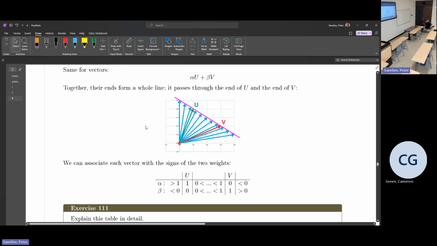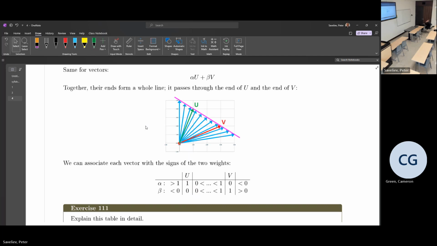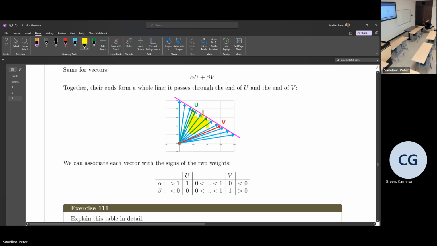So like this. So in between, when both of the weights are between 0 and 1, they lie between those two vectors. These are the convex combinations right here.